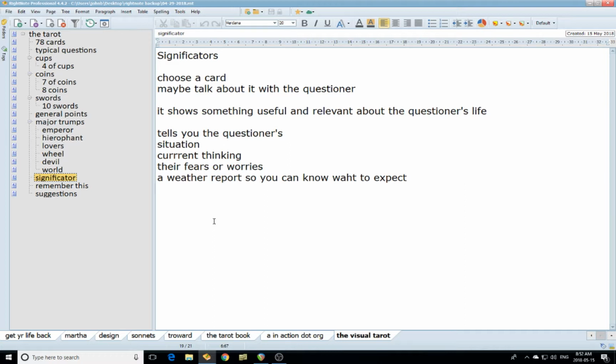And also you'll find that there will be times when you are able to add more or make a connection with some other factor in a reading or on a card. So I wrote down some information here. I'm not going to put it down and reveal it, it's just here. So this is called significance, and I've got here choose a card, maybe talk about it with the questioner. And so I'm sort of writing stuff down and thinking about it at the same time to see what I come up with, or for you, what you come up with.